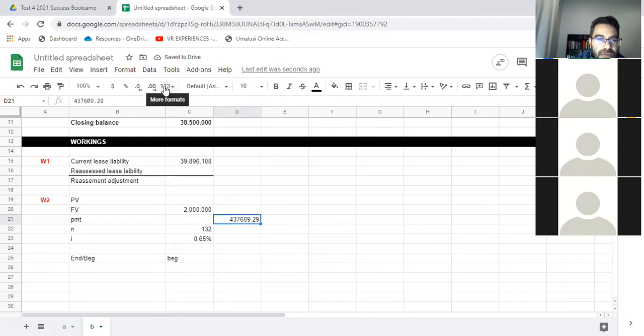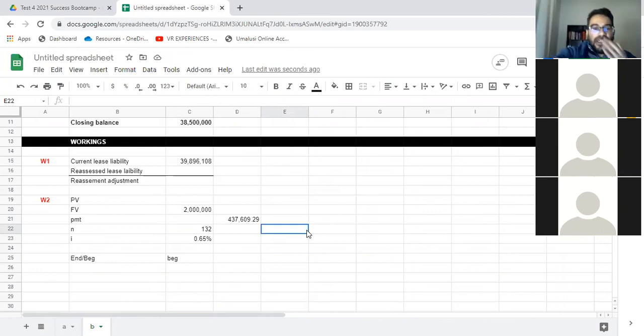437, 609.29. But the payment is going to increase by CPI, the index of 4.5. So that's where we bring that in. So the payment, because of CPI, is going to equal 437 multiplied by 1 plus the increase. The increase is the CPI. So instead of paying 437 in 2020, we're going to be paying 457,302.